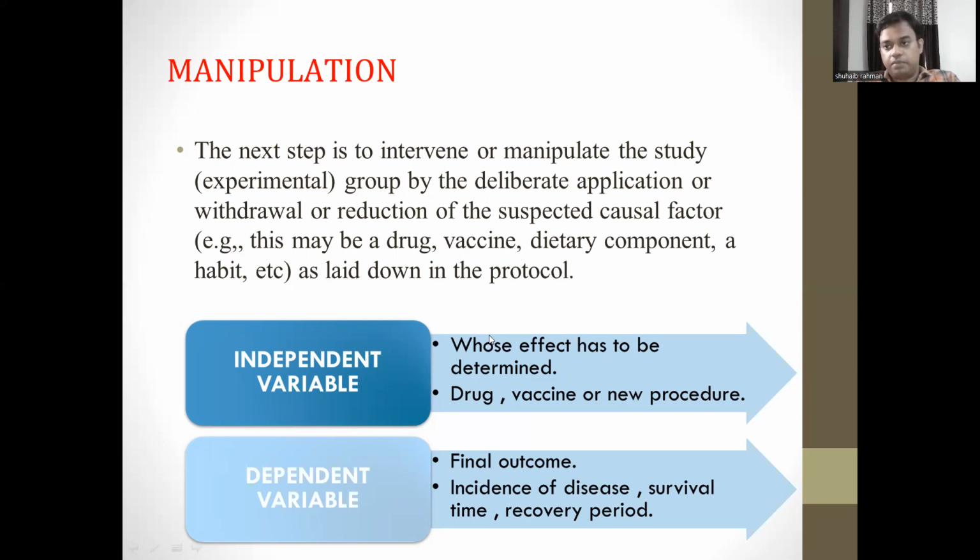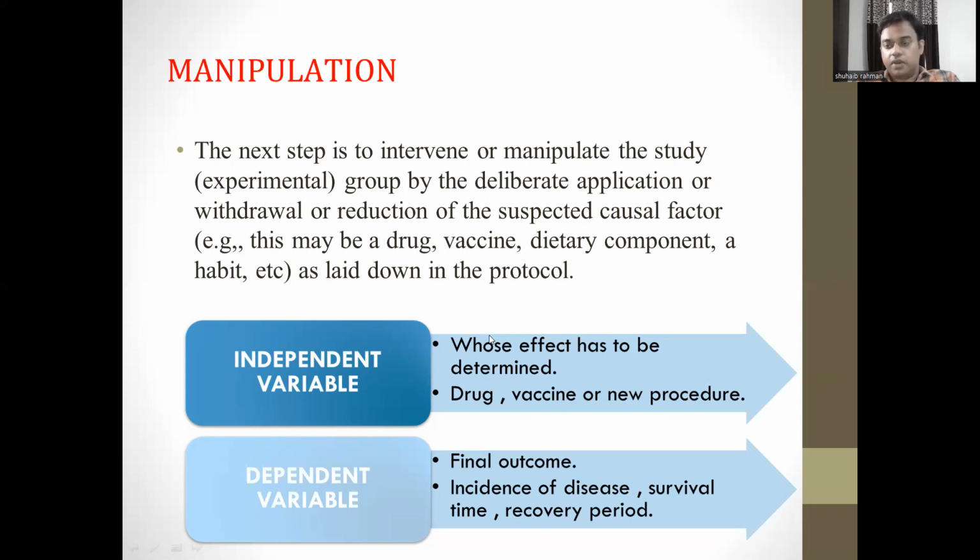What happens when you manipulate? You are going to get 2 variables: the independent variable and the dependent variable, whose effect can be determined. For example, a vaccine. The vaccine you give, in another 2 or 3 years, you can see a decline in that particular disease in that particular area. So you can tell that the incidence has been reduced.